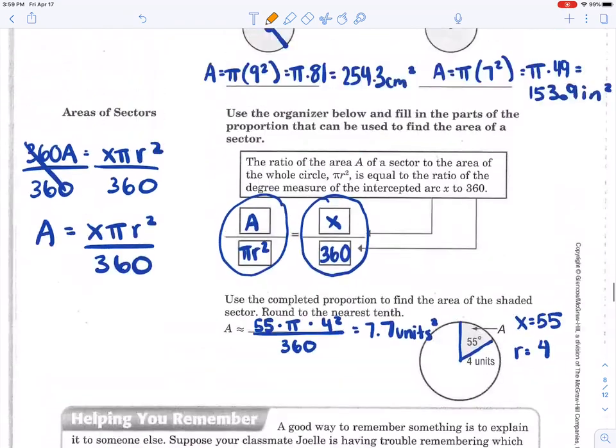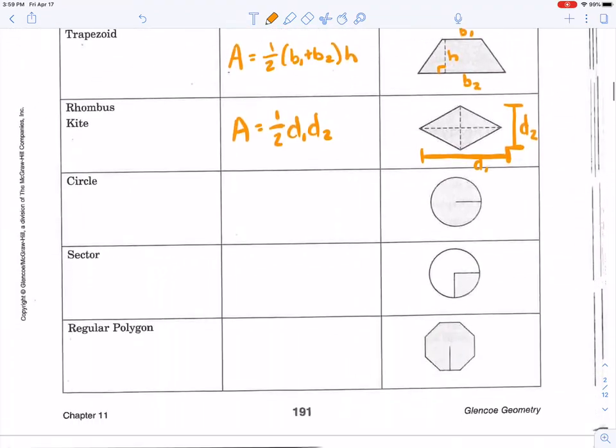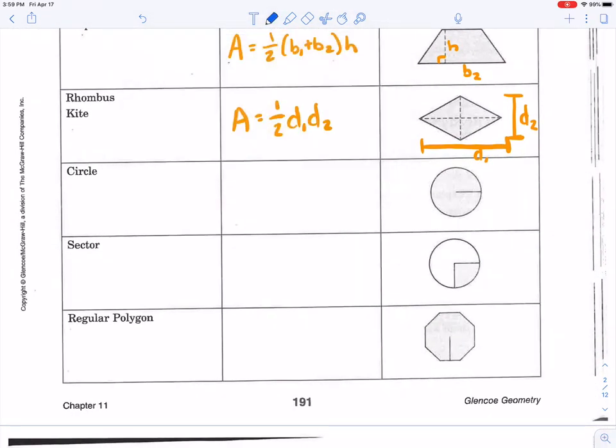So that's the end of section 11.3. I'd like you to head back to the first page of your notes so we can fill in these area formulas. The first one we have is for the circle. Area equals pi r squared, where this would be my radius. And the second one is for the sector. Area equals x pi r squared over 360, where x is my measure in degrees and r is my radius. Now you're ready to complete section 11.